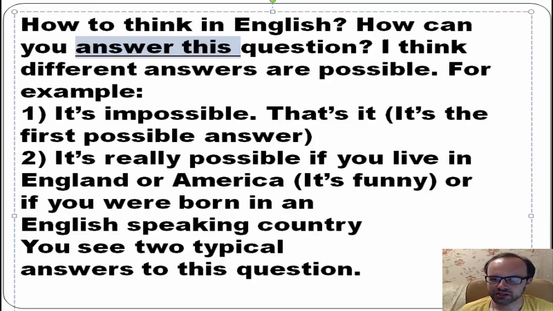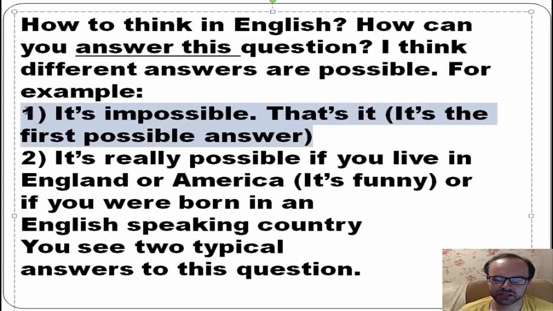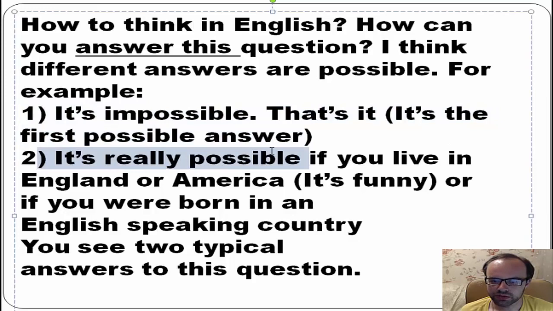I think different answers are possible. For example, the first possible answer: it's impossible. That's it. It means that some people think that it's impossible to think in English for everyone. They think that only advanced students can do it, students who have a very high level of English.